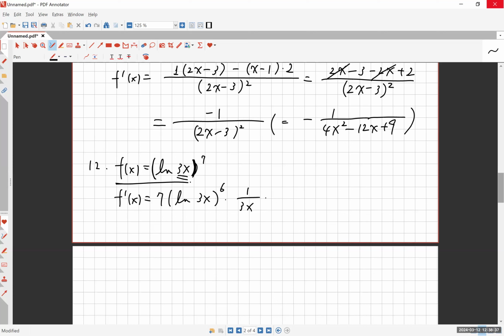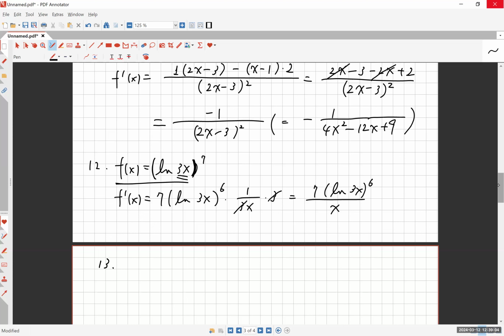So when you take the derivative, you do the 7th power first, and then you take the natural log of 3x and differentiate it. And then you multiply to that the derivative of the innermost function, which is 3. So of course, this will cancel. And so this just becomes 7 natural log of 3x, the whole thing quantity, to the 6th power, and then you have x in the denominator.